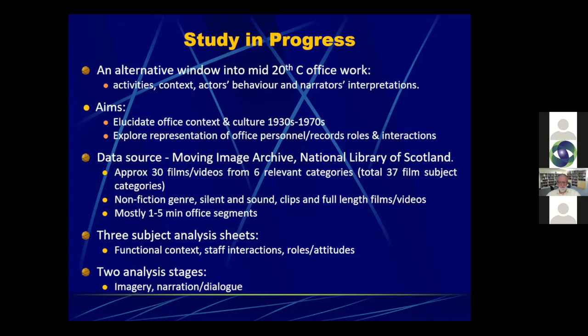So any film is catalogued. They've got about 37 categories of films by subject area. You can look for films by subject area, silent or sound, fiction, non-fiction. There's lots of different ways you can interrogate the site.